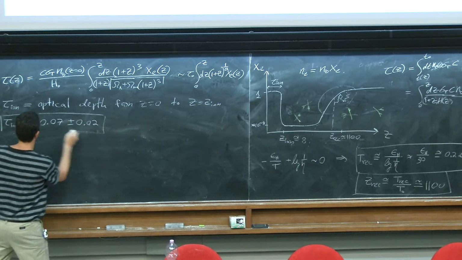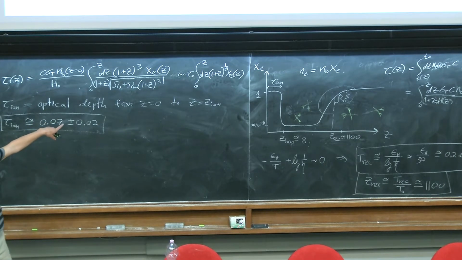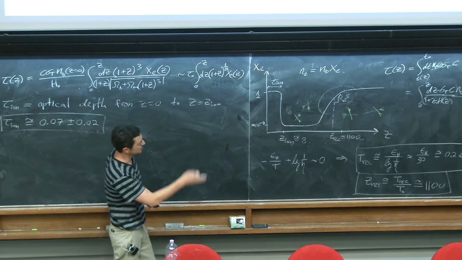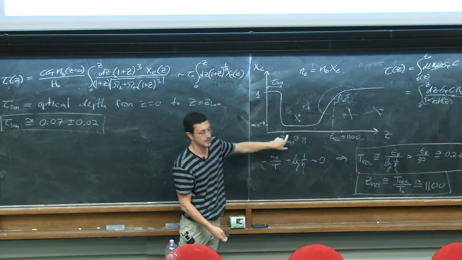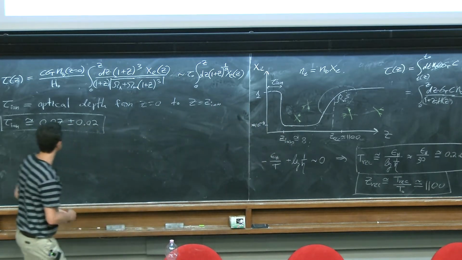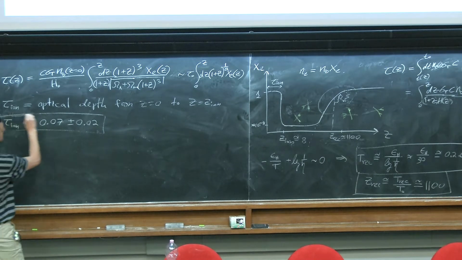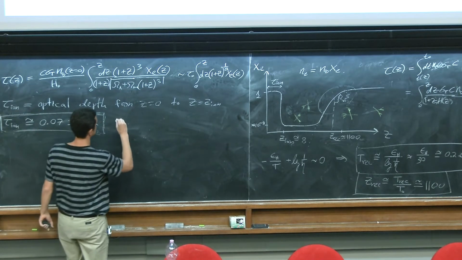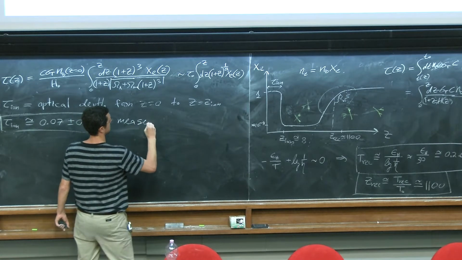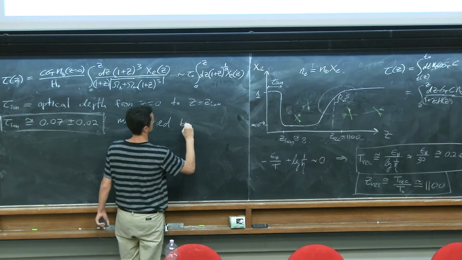So it's a small number, as we know it should. We can easily compute it with an Xe of 1 with a step function of Xe all the way up to around z ionization. You'll get this number. It's of order 0.1, yeah? This is the number. This is measured by Planck.